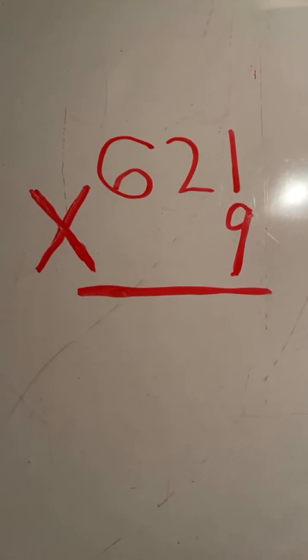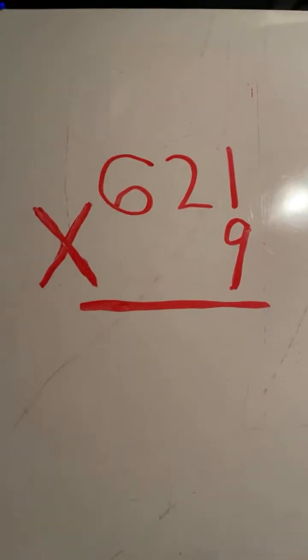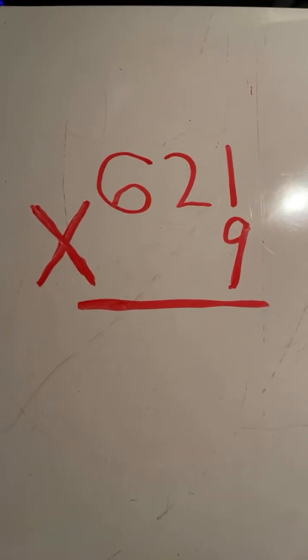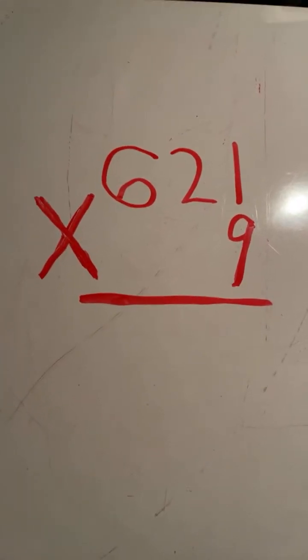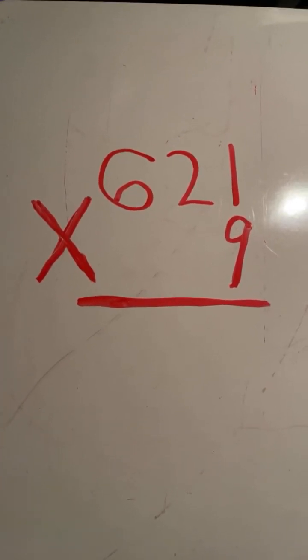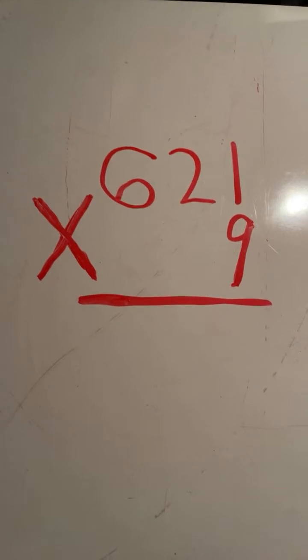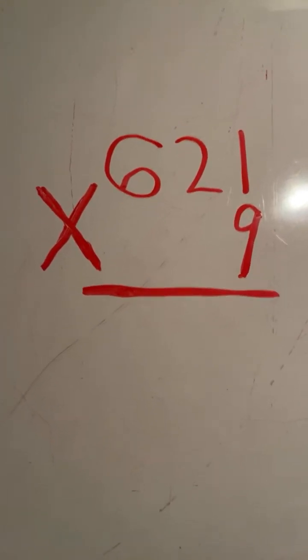So this video is going to be a brief review of 3-digit by 1-digit multiplication. 621 times 9 is my model problem to start, and I'm going to go through step by step how to solve that problem.